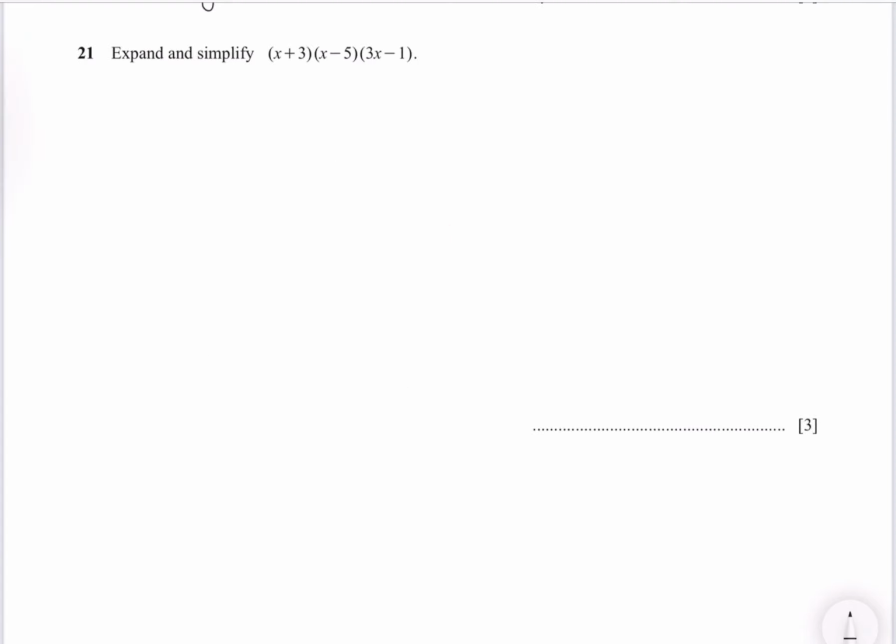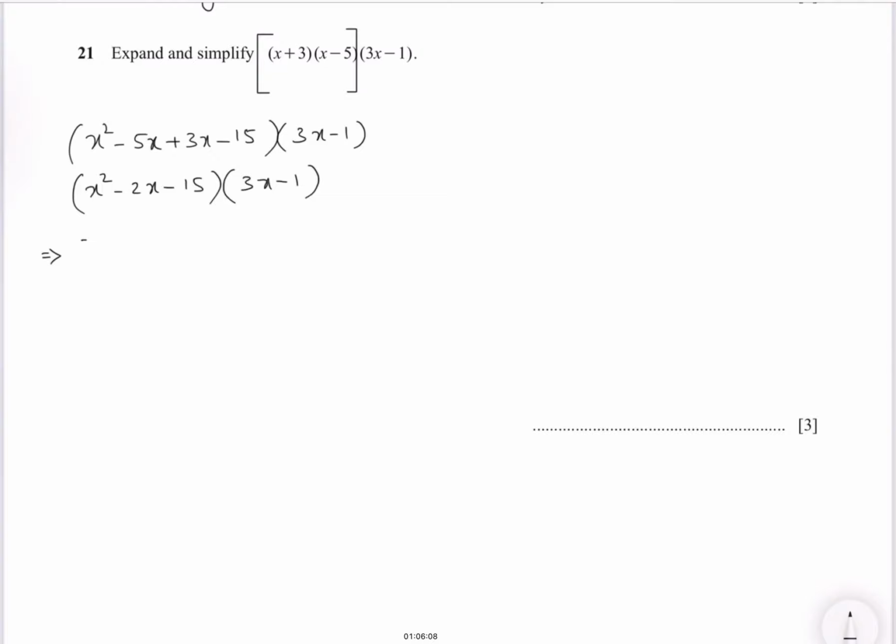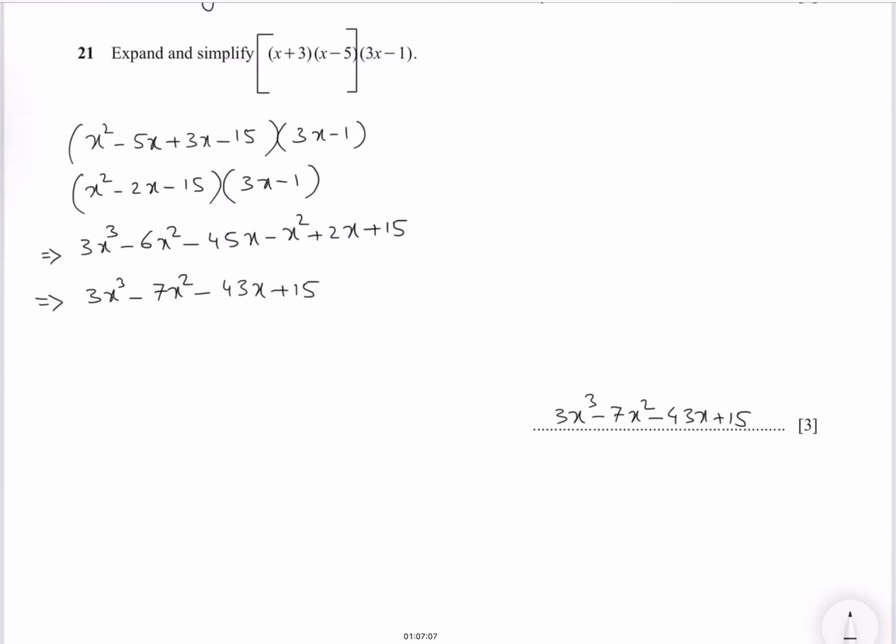Expand and simplify. First of all, you multiply the first two brackets carefully, and then multiply this with the third bracket. Again, be careful of the signs. If you make any slips, you can ruin the whole question. So this is your answer.